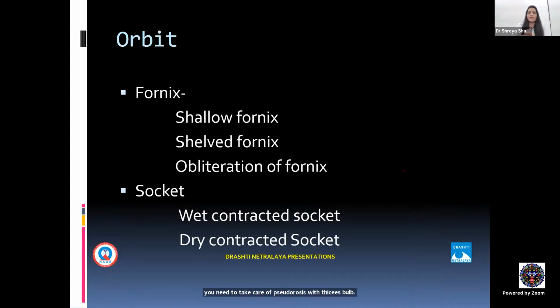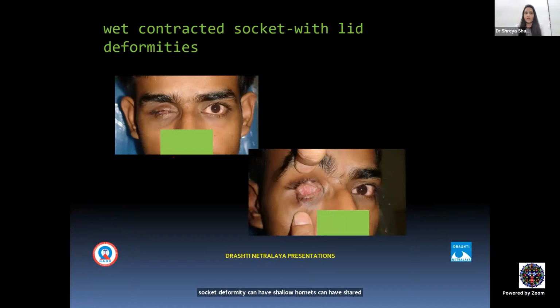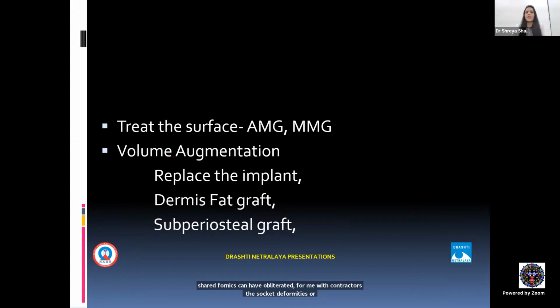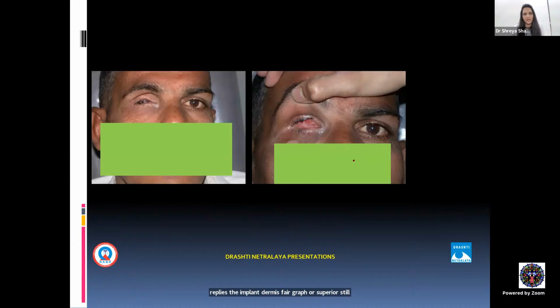Whenever there is orbital trauma, there can be fornix deformity and socket deformity. Can have shallow fornix, shelled fornix, obliterated fornix, wet contracted socket deformities or dry contracted socket deformities. Everywhere you can just treat the surface and do volume augmentation. Treating the surface can be done with AMG, MMG, and volume augmentation: replace the implant, dermis fat graft or subperiosteal graft can help. So fornix deepening with amniotic membrane can be done. Mucous membrane graft also can be done.